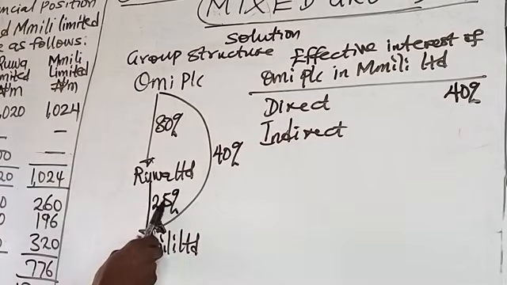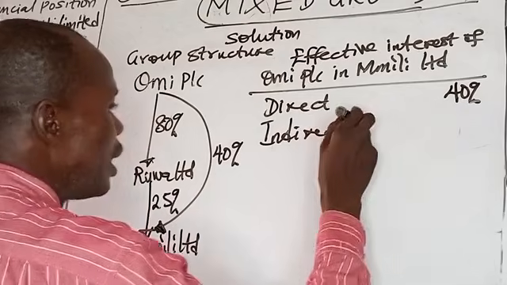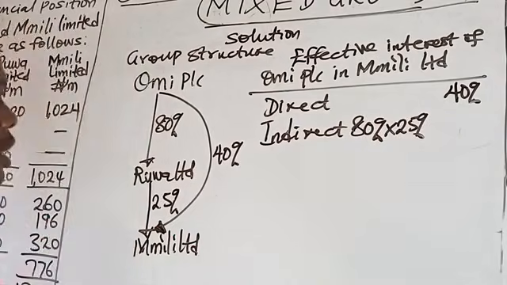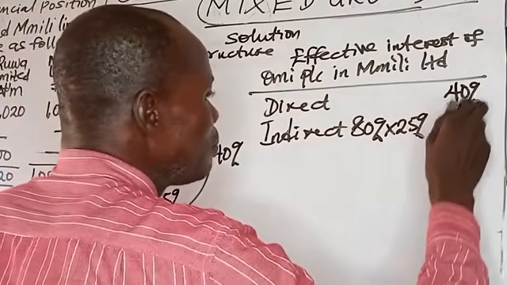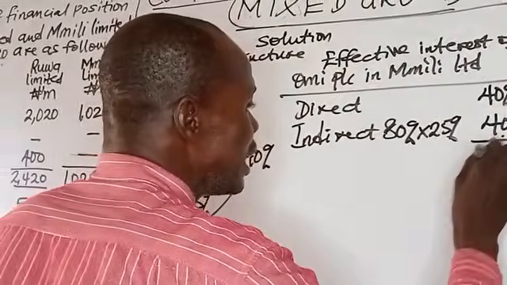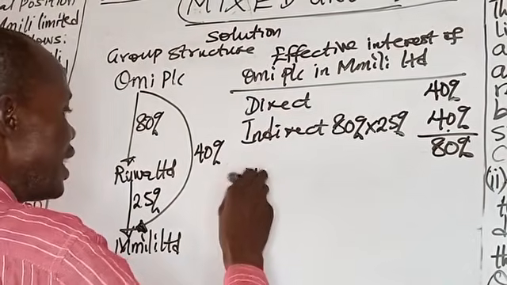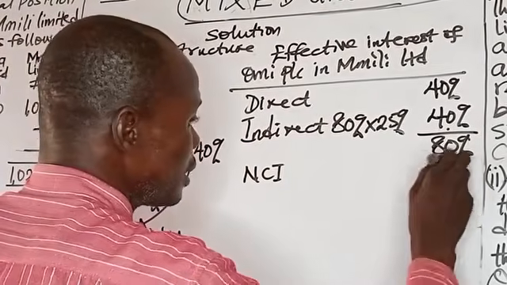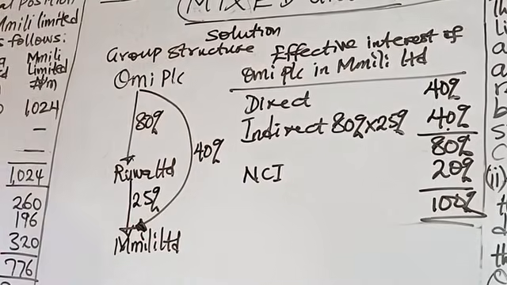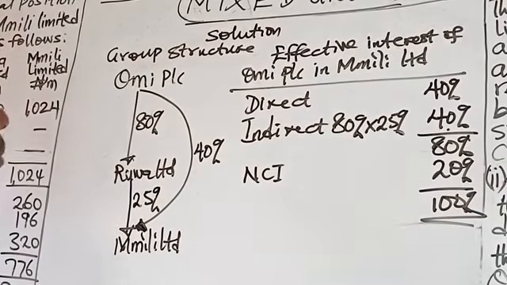Remember, Ruwa acquired 25%. I've told you that you have to find the product of this: 80% by 25%. That gives us 40% as well. 40% plus 40%, that is total 80%. Therefore, NCI will be 20%, total 100%. That is the effective interest of Omi PLC in Mili Limited.